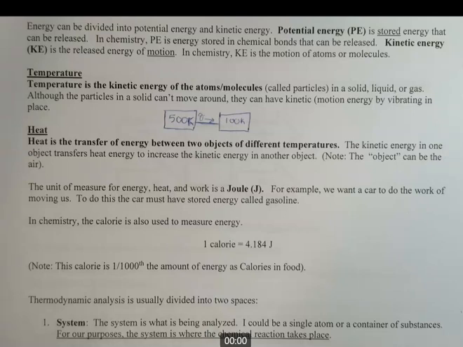All right, so in chemistry, a calorie is also used to measure energy, and 1 calorie is 4.184 joules. Now, the kind of calorie that you read on a food wrapper, like a bag of potato chips or something, is actually 1,000 chemistry calories. So if a bag of potato chips says it's 250 calories, that's food calories. That means it's 250,000 chemistry calories.